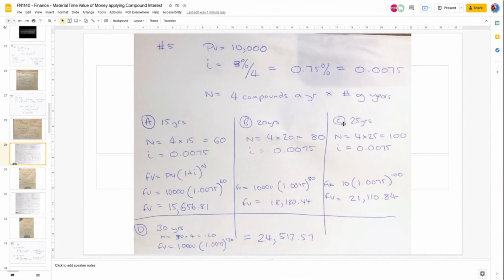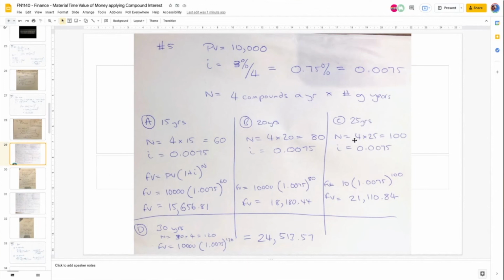In the case of C, it's 25 years. And so our total compounds is 4 per year for 25 years, 100. So again, we plug it into the formula. We got 10,000. That should be 10,000 there. I didn't put 10,000. I forgot the 3 zeros. 10,000 times 1.0075 to the power of 100. That's a total of 21,110. One of the things you're noticing here is the numbers are going up because the time period is longer, right?